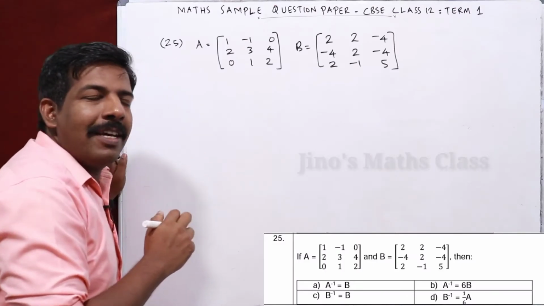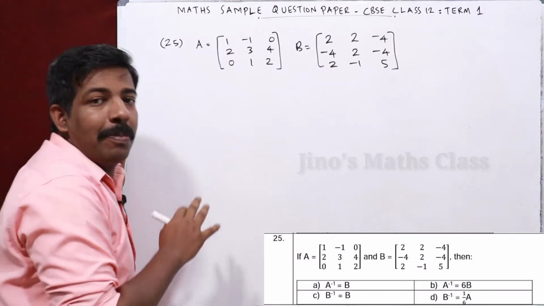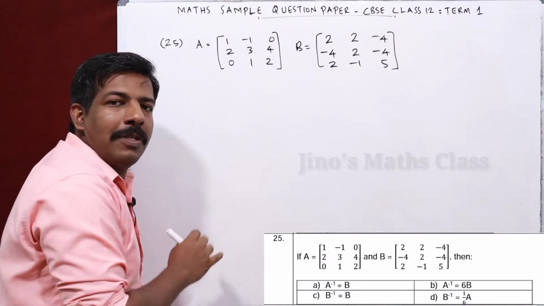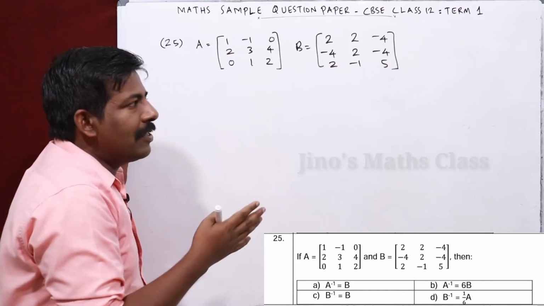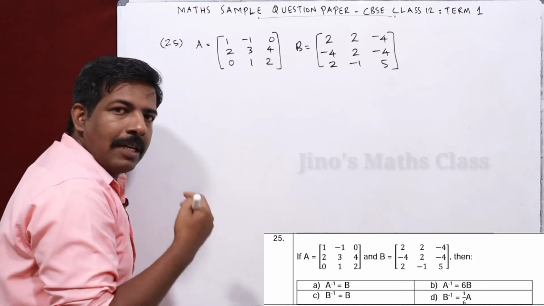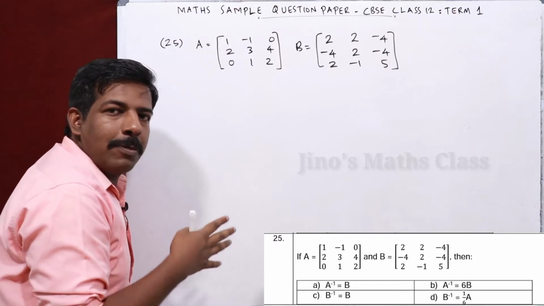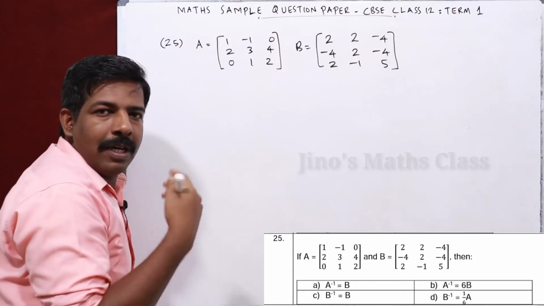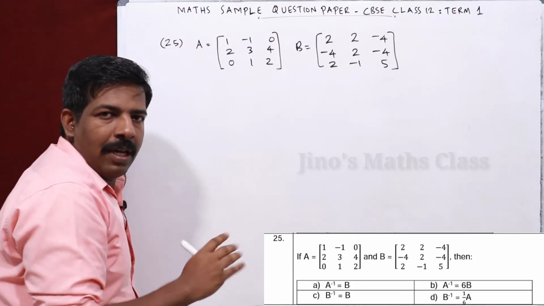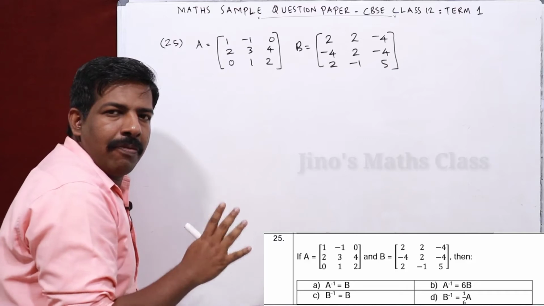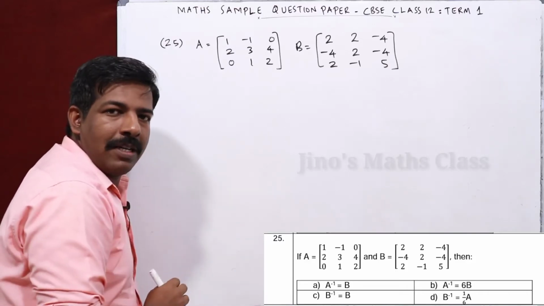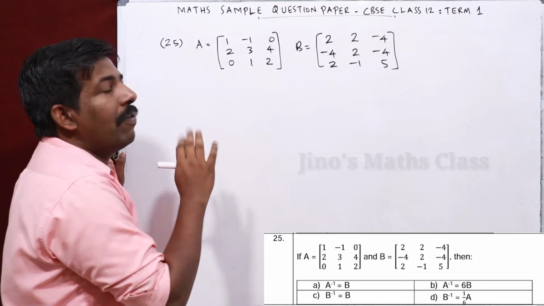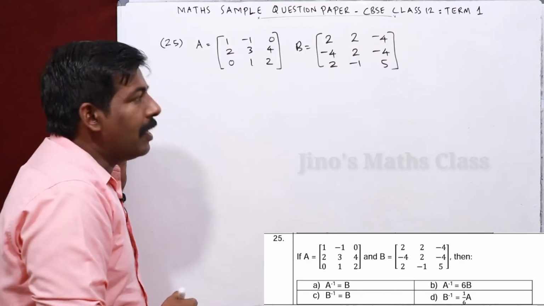25th question. Here two matrices A and B are there, and in the options it is about inverse only. Anyway, B is not the inverse of B. That's why we can directly avoid that option. All other options have inverse of A or B. And we know if B is the inverse of A, then A into B is the identity matrix. That's why here we are finding the product of A and B first.